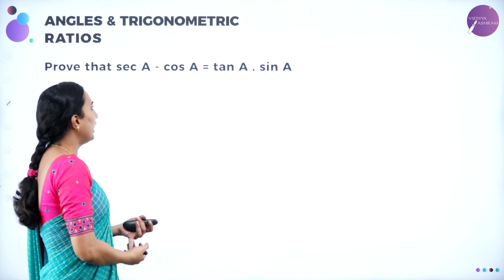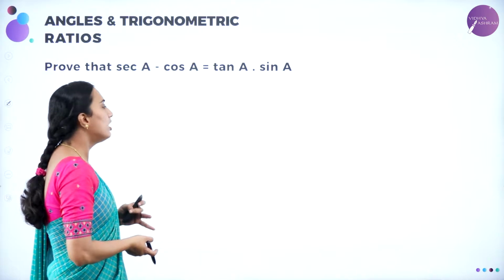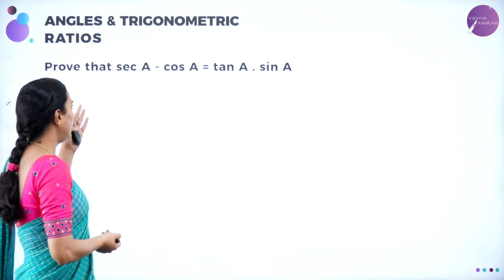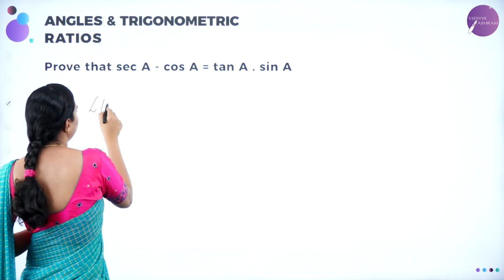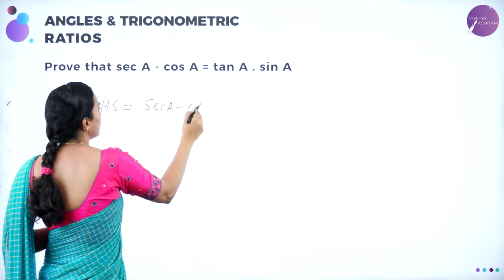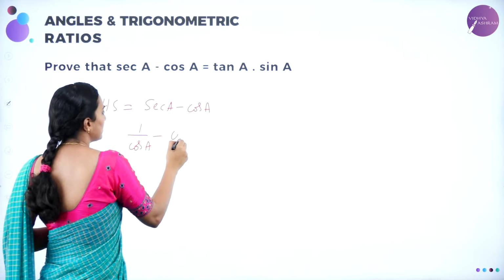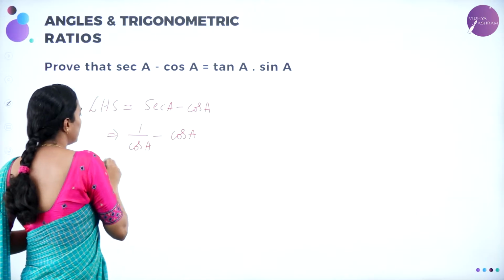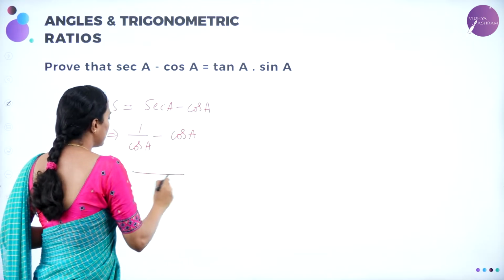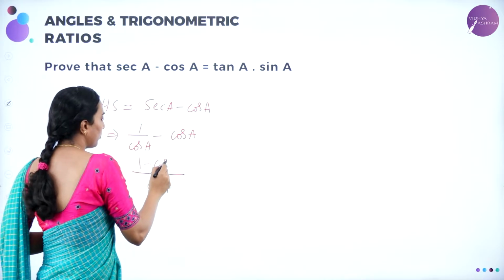Prove that secant A minus cos A is equal to tan A into sin A. Here secant A can be written as 1 divided by cos A, the reciprocal. Now taking the left hand side, secant A minus cos A, which is 1 over cos A minus cos A. So you are going to have cos A into cos A by taking LCM. 1 minus cos A into cos A is 1 minus cos squared A.